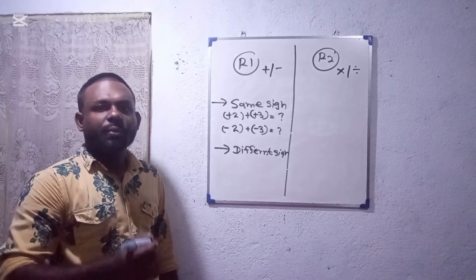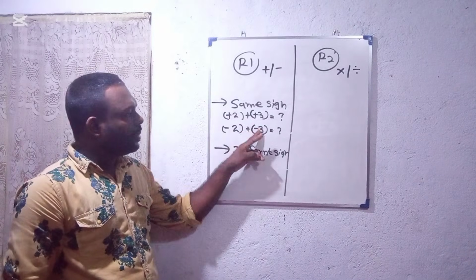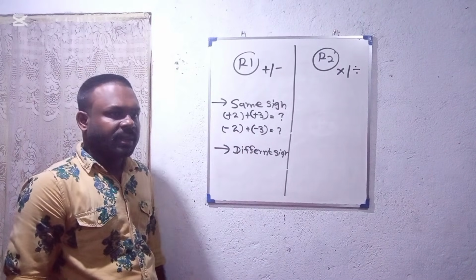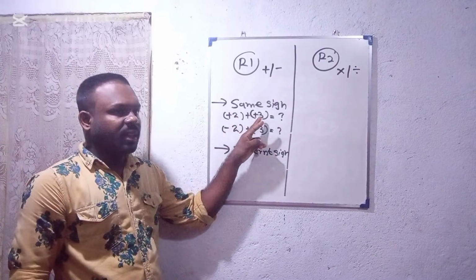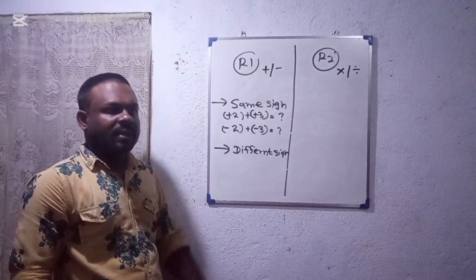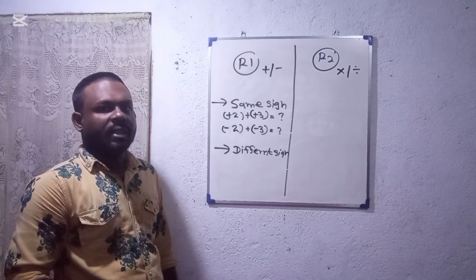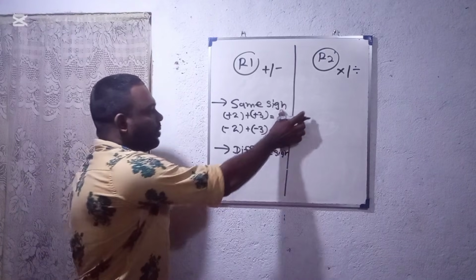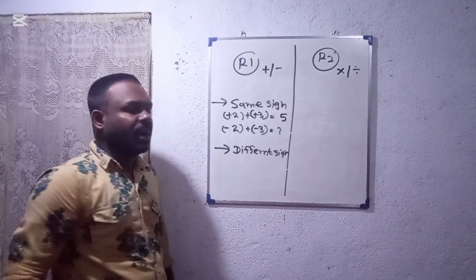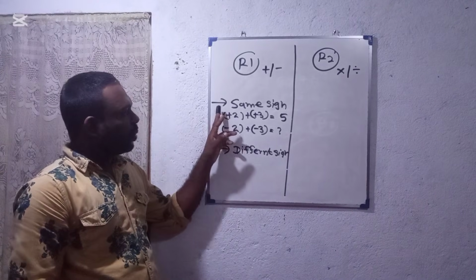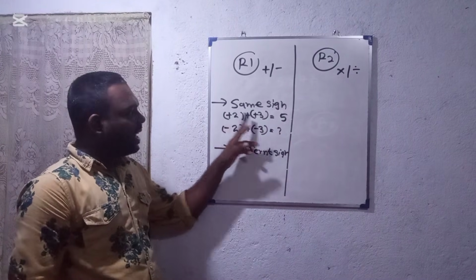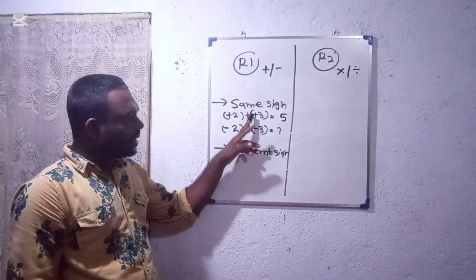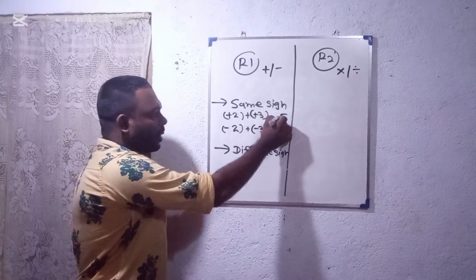How do we add? Just forget the signs. These signs belong to these numbers. Just forget the sign. Then 2 plus 3, the answer is 5. But we are not stopping here. Rule 1, case 1 says, add and put their sign. What is their sign? Their sign is plus, so plus 5.